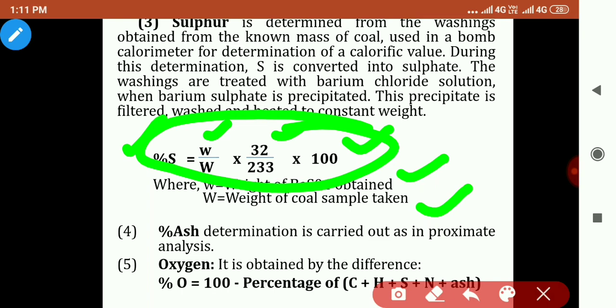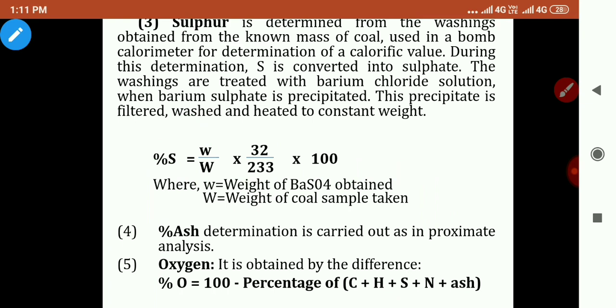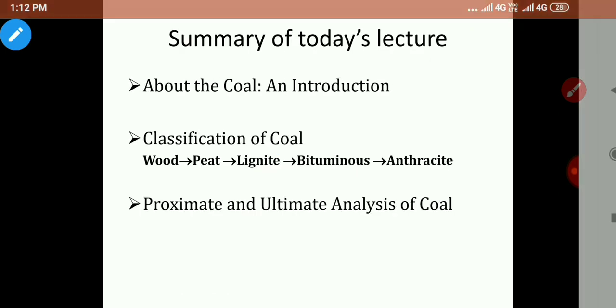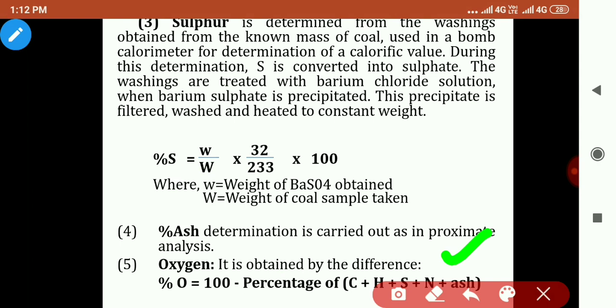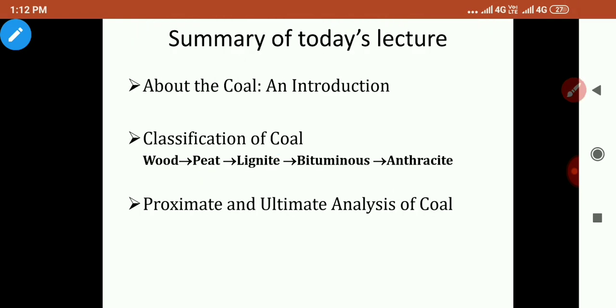And yes, lastly we have to determine percentage of ash. Percentage of ash can be determined as we have done in proximate analysis, and percentage of oxygen can be determined with the help of this formula: percentage of oxygen is equal to 100 minus percentage of all the content that we have already determined, that is carbon, hydrogen, sulfur, nitrogen and ash, all are subtracted from 100, and in that way we get percentage of oxygen, right?